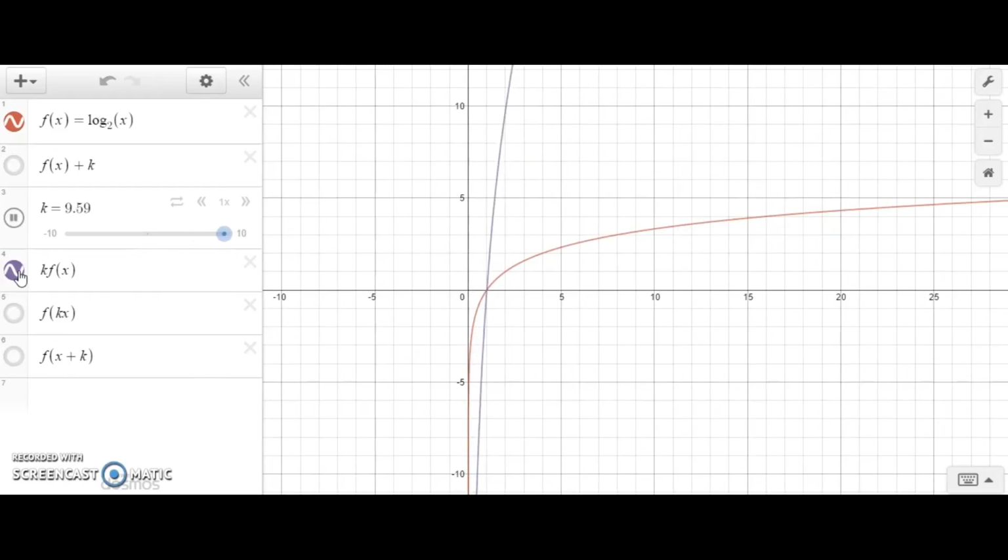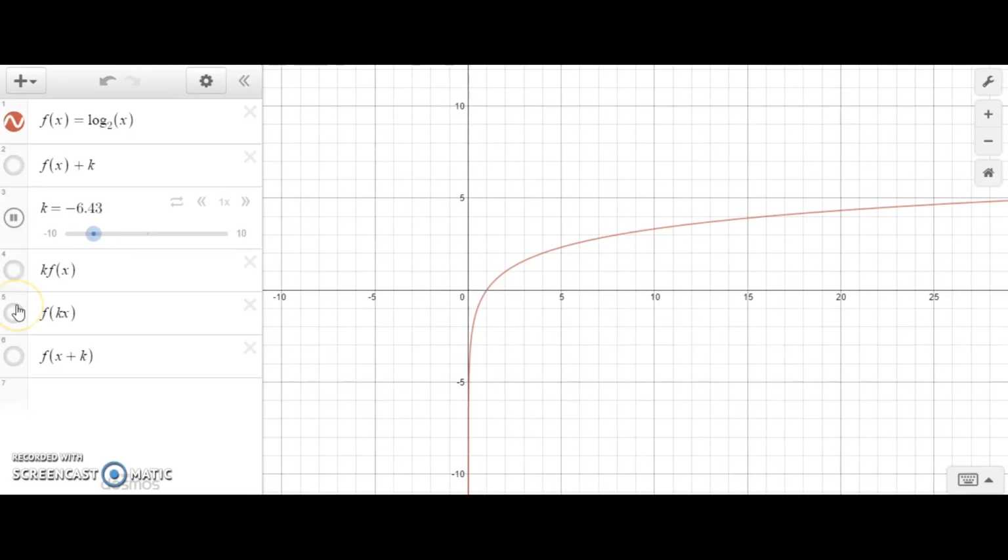k f of x. Now as you can see, it's a little bit different. It has instead mirrored somewhat, changed its slope over the x-axis instead. So moving on to the next one, which would be f of k times x.